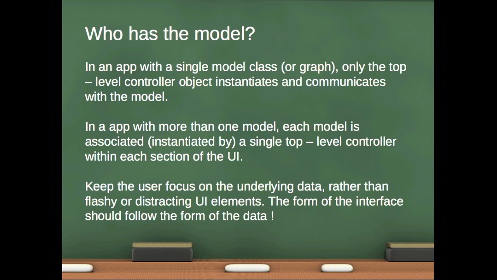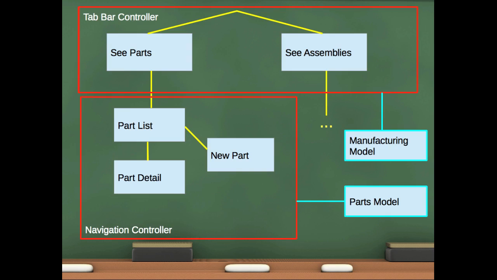Enough said about that. So now, let's say we have a manufacturing model and a parts model. The manufacturing model will probably sit within this tab bar controller because everything related to assemblies and a part is really the purview of manufacturing. We're going to make assemblies out of parts. Whereas the parts-specific model, if we have two models, is probably going to be instantiated within this navigation controller. So this is one way that we could look at how this application that we're just starting to think about might be organized.